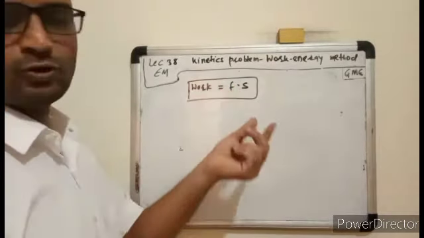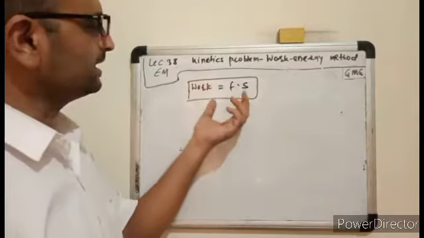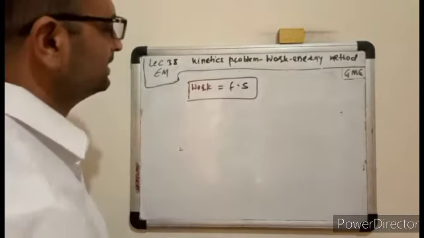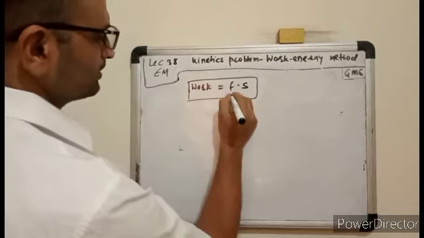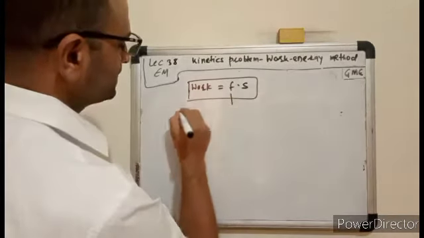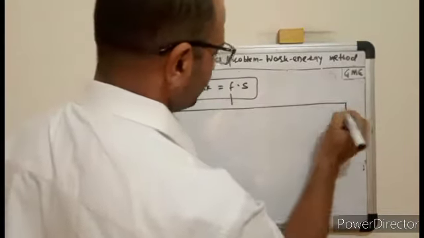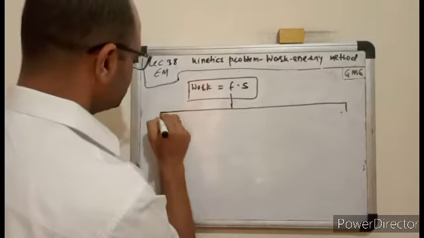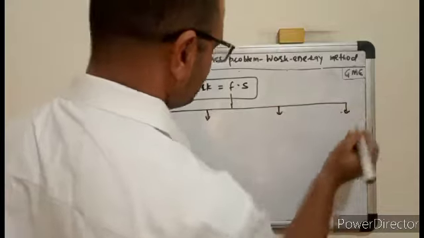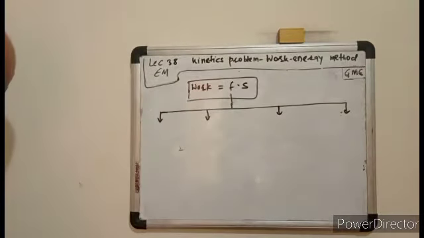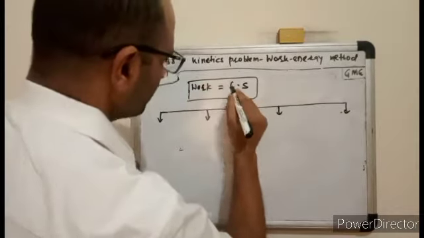The work done by a force is further divided into four categories. Whatever work is done because of this force is divided into four categories, and one by one we will see them. That is the work of a force.